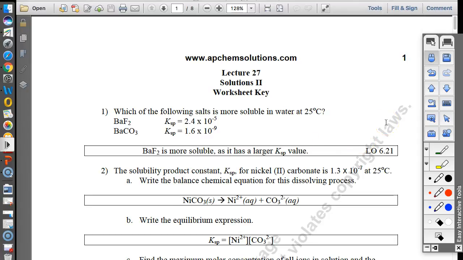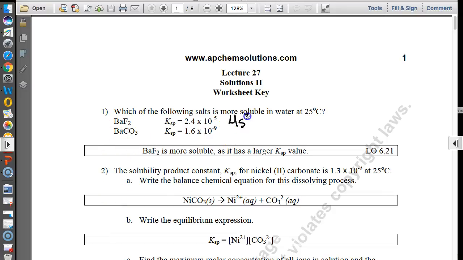I'm going to talk you through number 1. I'm not going to do it all the way. But look, anytime they ask you which salt is more soluble, you cannot just look at the KSP. That is super duper wrong. So you have to solve for the S. The S is the molar solubility. Okay? So we already did BaF2. If you recall that the KSP was equal to 4S cubed, you have to solve for S now.